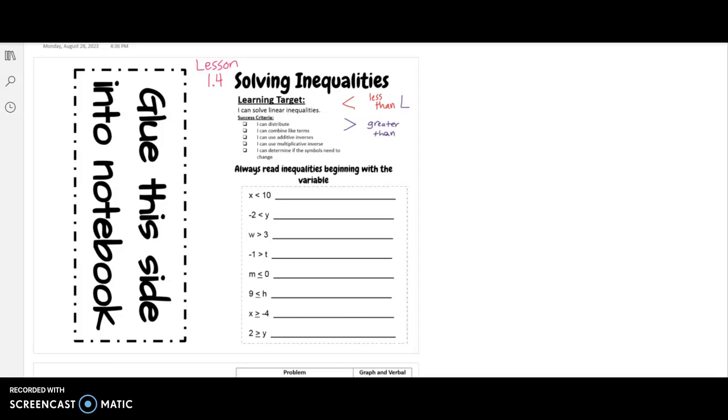And if we add a bar underneath them like this, that would be less than or equal to and greater than or equal to.